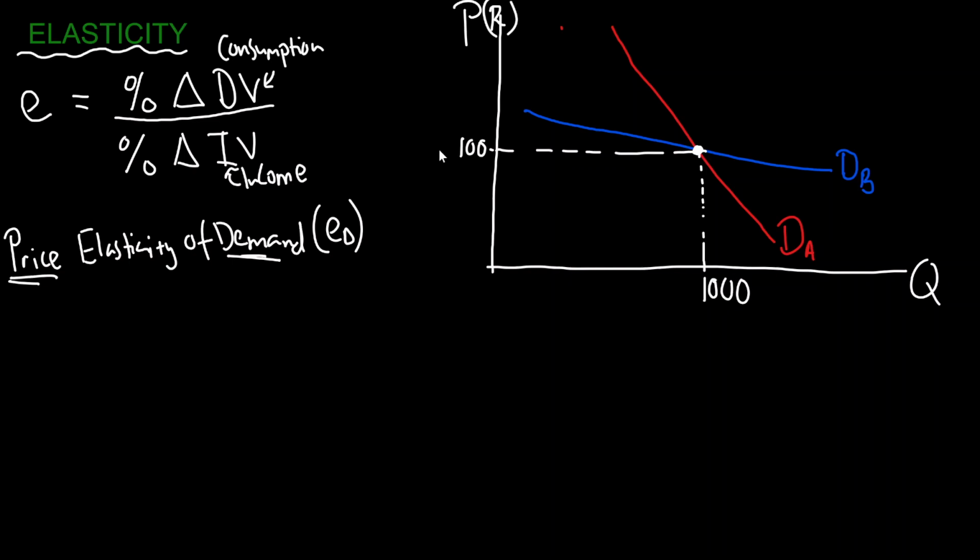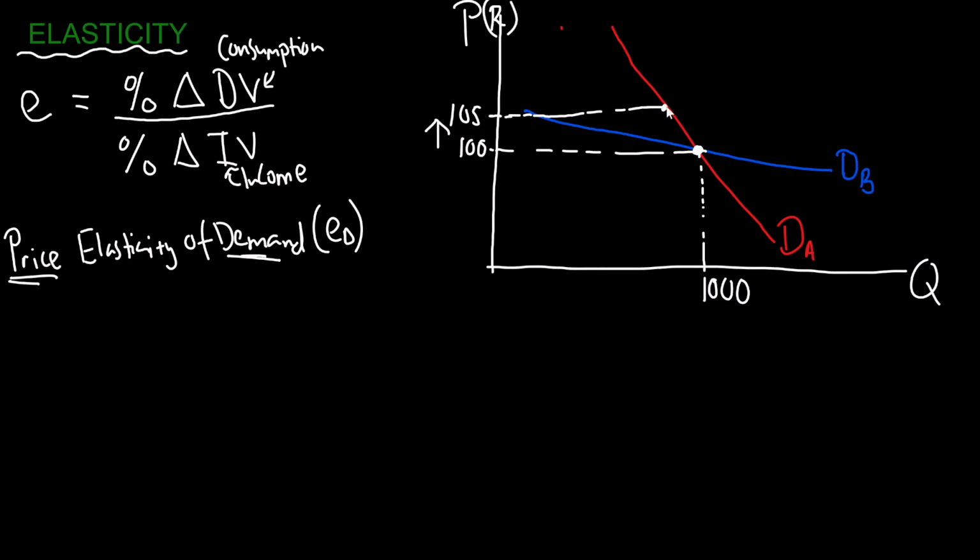So for a price of 100 rand, the demand for product A is 1,000 units. For a price of 100 rand, the demand for product B is also 1,000 units. Now, let's assume the price goes up from 100 to 105. This is an increase.